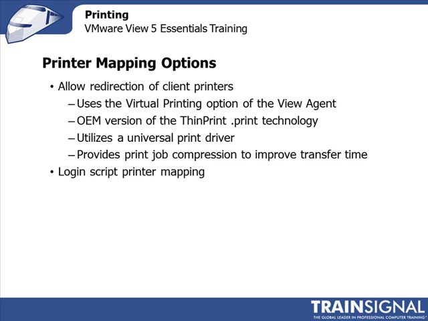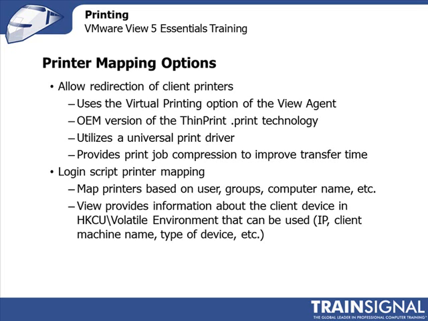You also have the traditional usage of login script printer mappings that can be used in Active Directory every time the user logs in. This is an approach that is familiar to most desktop administrators, since printers are oftentimes deployed through scripts in non-virtualized environments. It's by far the most flexible way of determining which printers to map, because you can use normal scripting logic and can be based on username, groups, computer name, client IP address, or any other variable that you can use in a script. You can also do it based on client information, because View will automatically pass that information from the client to the View agent and place it into the HKey current user volatile environment registry entry, thereby making it accessible to any script.